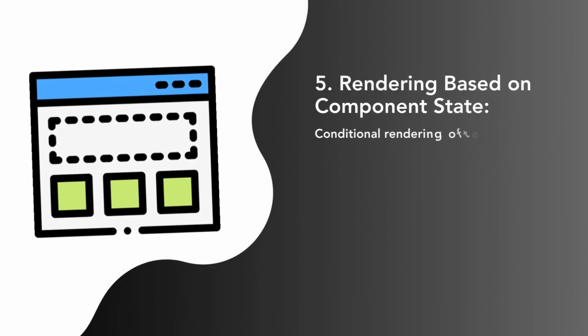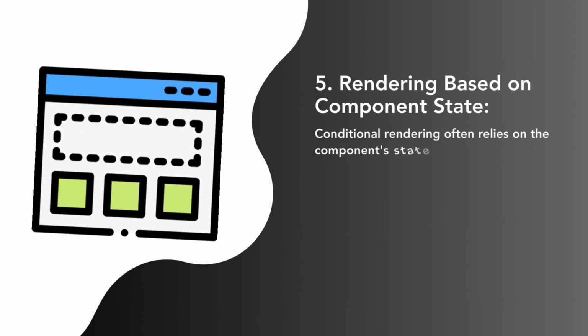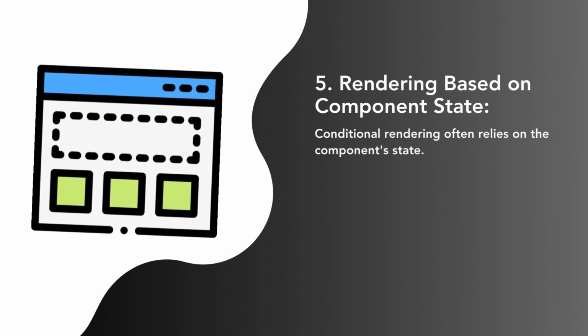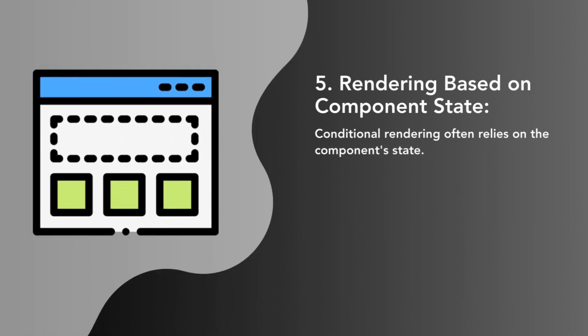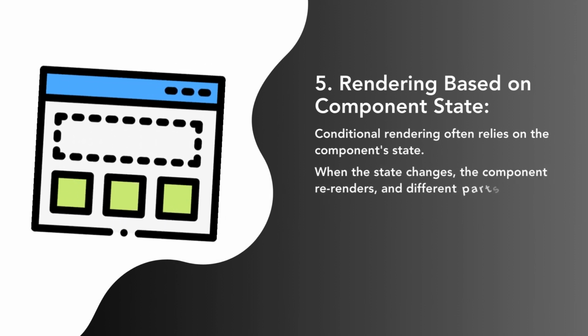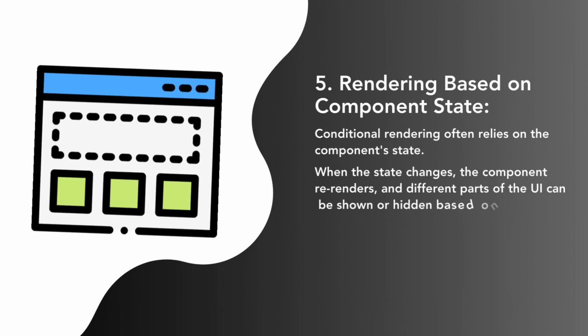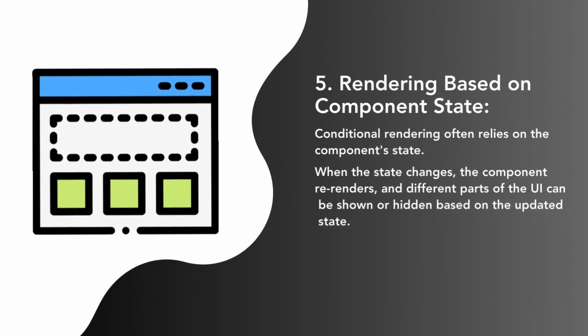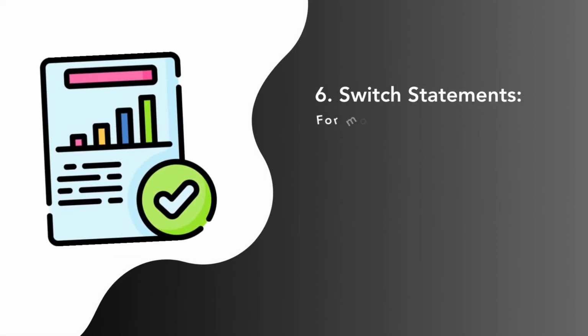Rendering based on component state. Conditional rendering often relies on the component state. When the state changes, the component re-renders and different parts of the UI can be shown or hidden based on the updated state.